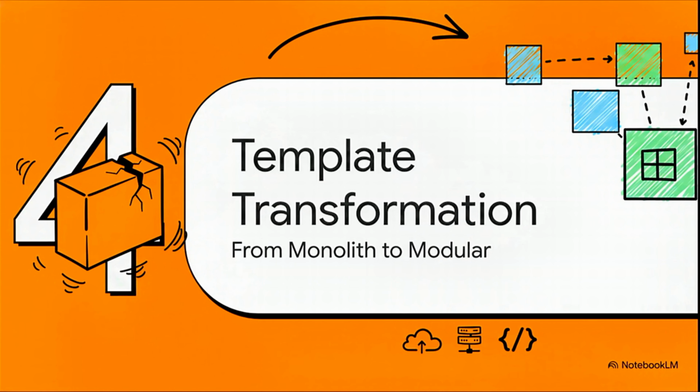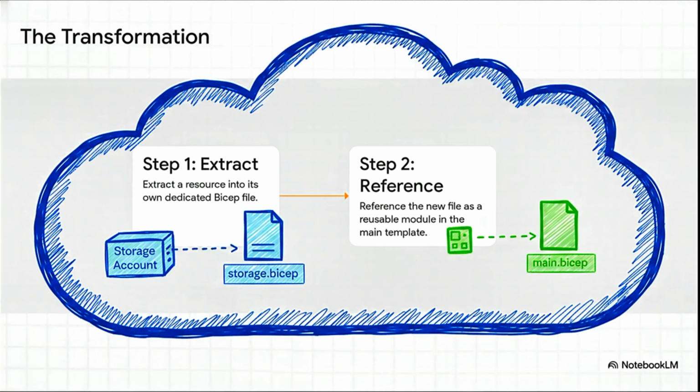All right, enough talk. Let's actually see this in action. We're going to take that big monolithic file we saw earlier, and we're going to break it down into a clean, beautiful, modular solution. And you know what? The process is so straightforward. It's really just two simple steps. First, we're going to pull out one piece of our infrastructure, let's say the storage account, and give it its own dedicated file. And second, we're going to replace that big chunk of code in our main file with just a single line that points to our new module.